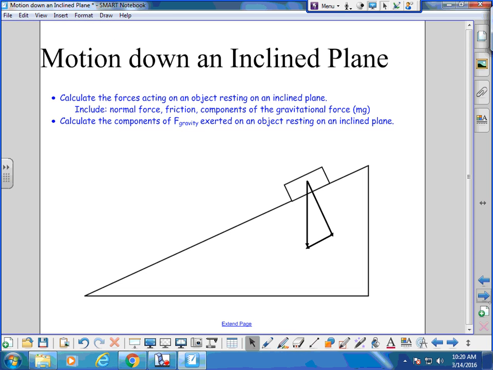Anyway, today we're going to calculate forces acting on an object resting on an inclined plane, like this one right here. We're going to draw this picture. We're going to include the normal force, friction, components of the gravitational force, mg, and calculate the components of F gravity exerted on an object resting on an inclined plane. So we're going to do that. I've got to get rid of some stuff here because this is driving me nuts in behind here.